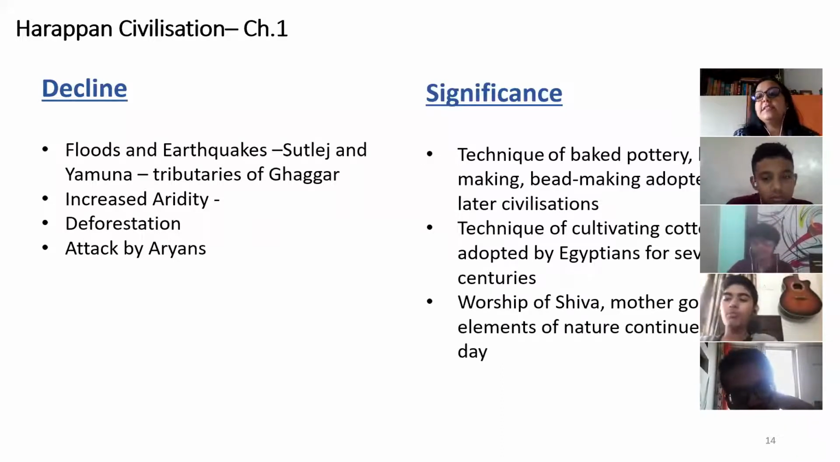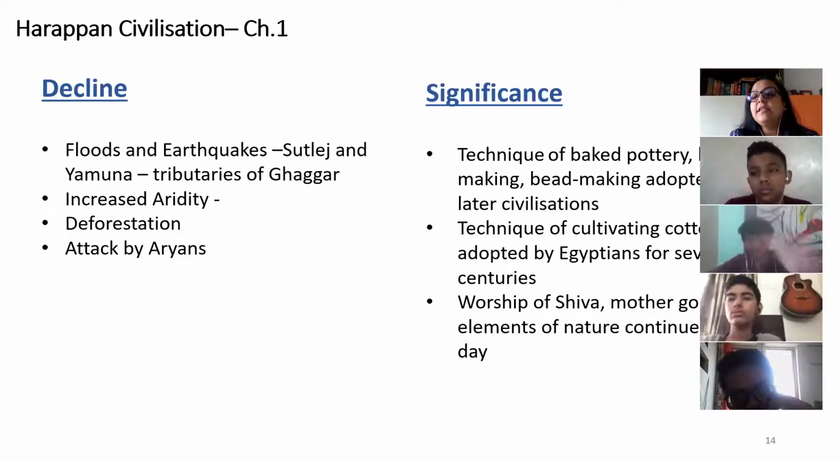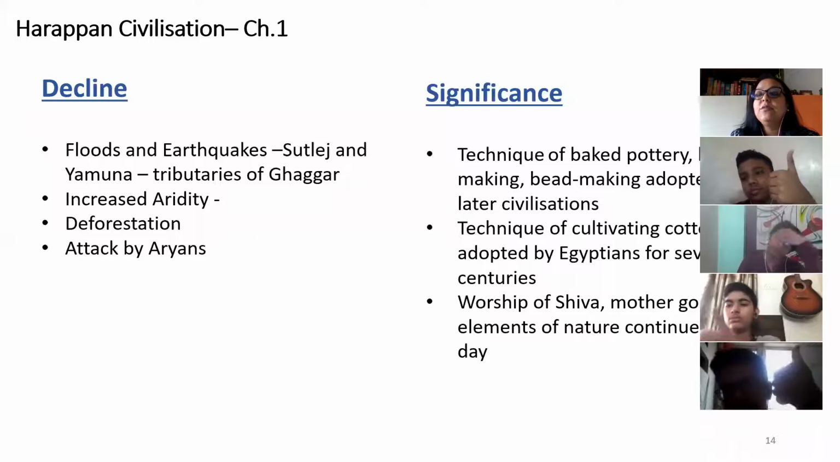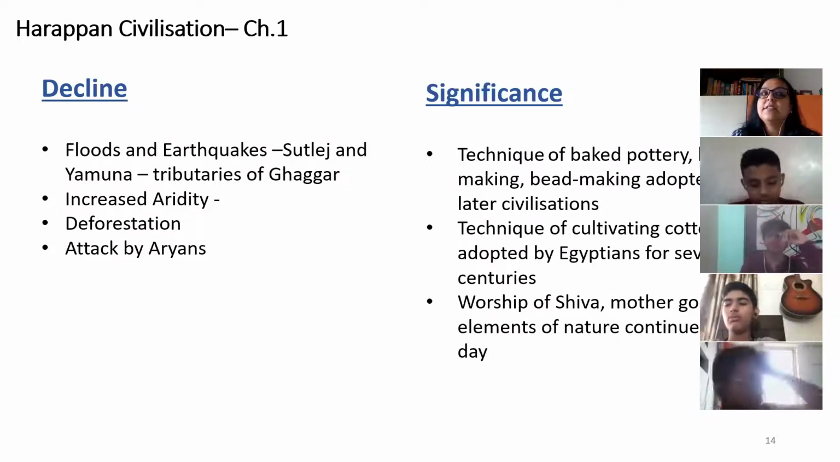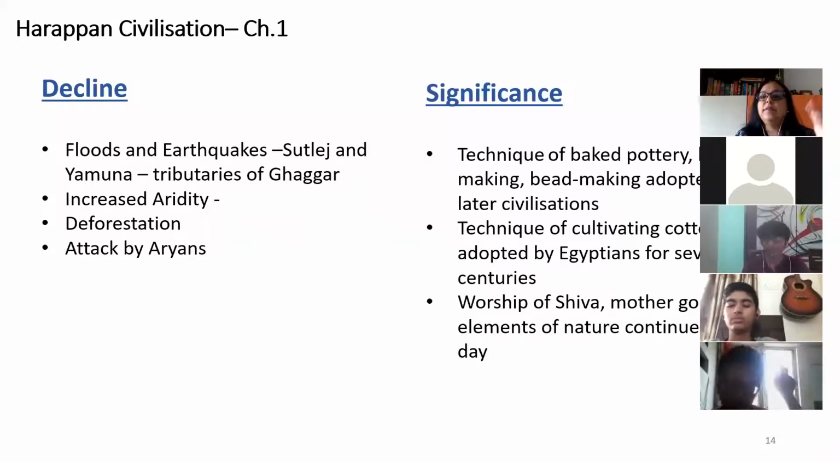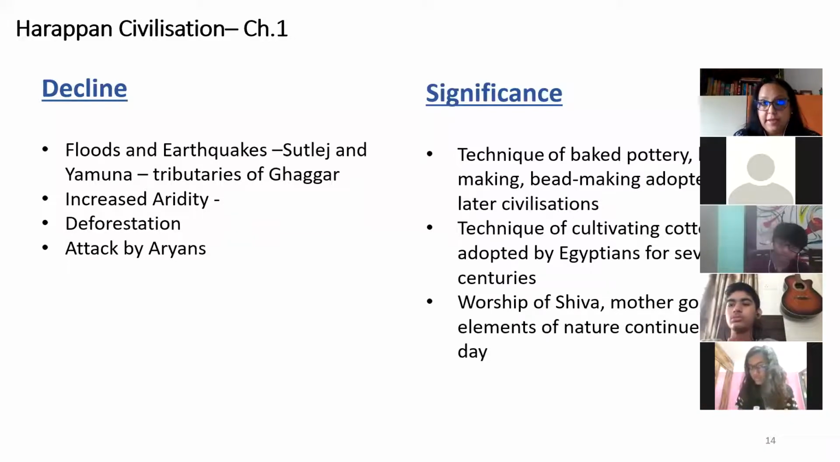Lyre, I told you yesterday, is a stringed instrument like a harp. Have you all seen a harp at any time? If you haven't seen, you can just Google it after the class. It has many strings in it. The lyre is like that. So that stringed instrument they used to play.